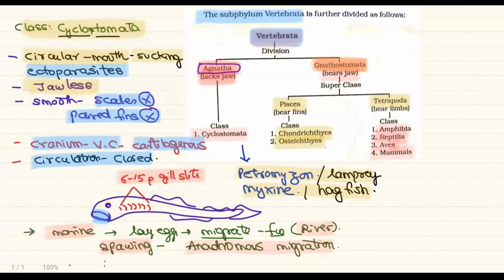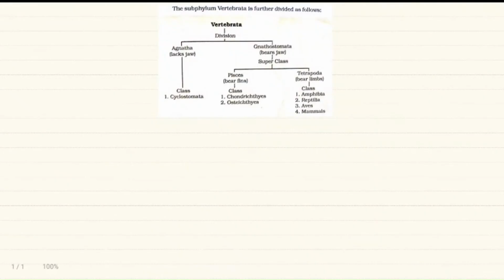So let's continue with the next division, the Gnathostomata. So let's continue with the classification of subphylum Vertebrata. If you remember, we have discussed Agnatha or Cyclostomes already. Now let's see something about the Gnathostomes. What are Gnathostomes? Gnathostomes means jawed vertebrates. So here we have the proper jaws. Jaws and teeth structures are present in these types of animals. Gnatha is jaw, stoma is mouth. So we have the jawed vertebrates.